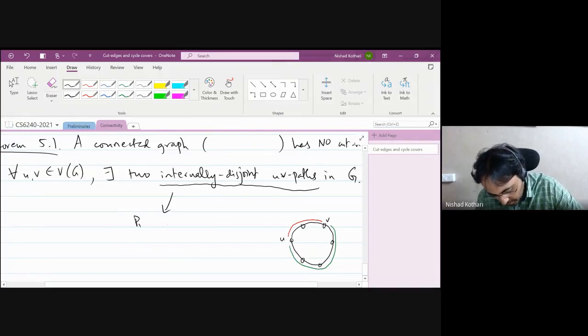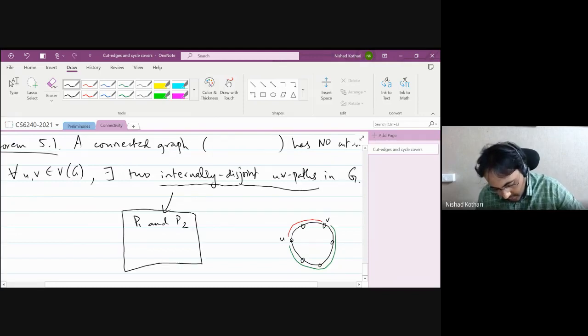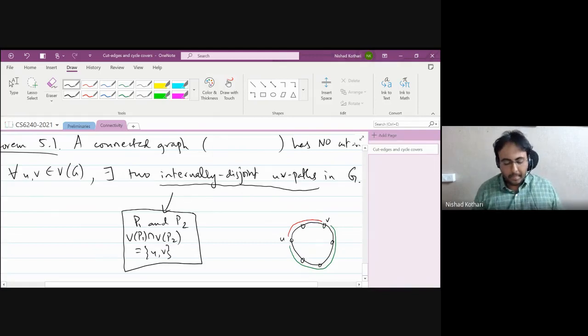Okay, so P1 and P2. And for internally disjoint, what you need is that the only vertices that are common to them are U and V.